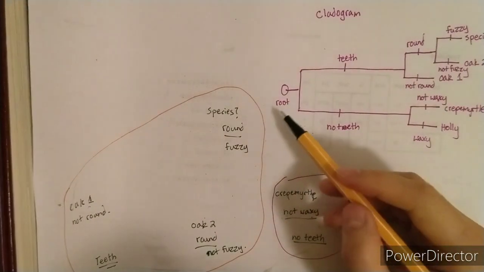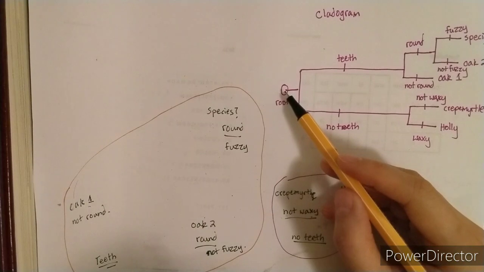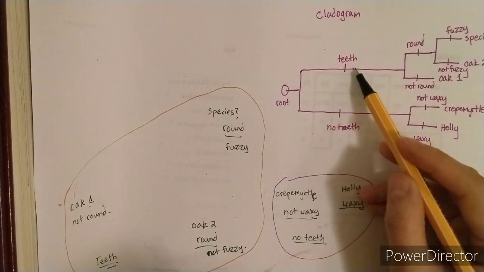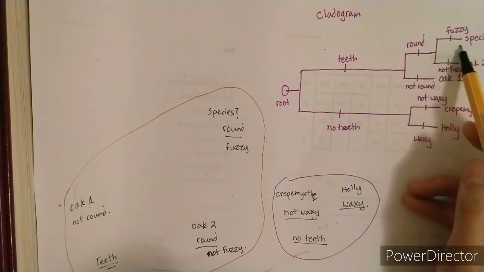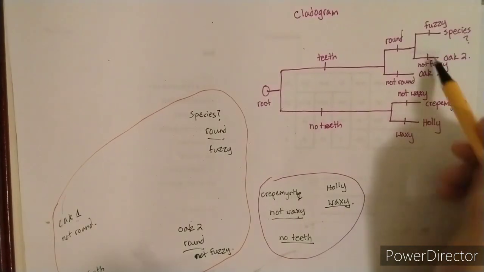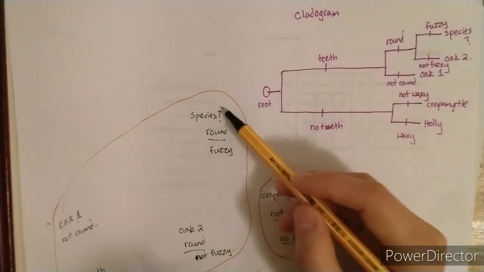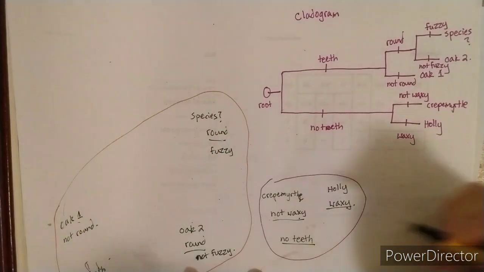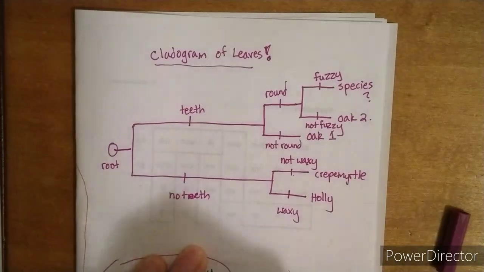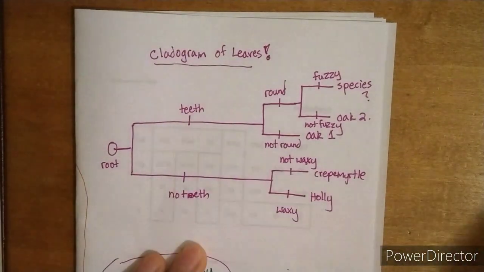Let's double check really quickly. So going from the root, we're going to see that if the leaf has teeth, if the leaf is round, and if the leaf is fuzzy, it's going to be species question mark. And that sounds appropriate. You can barely see down here. He does have teeth.